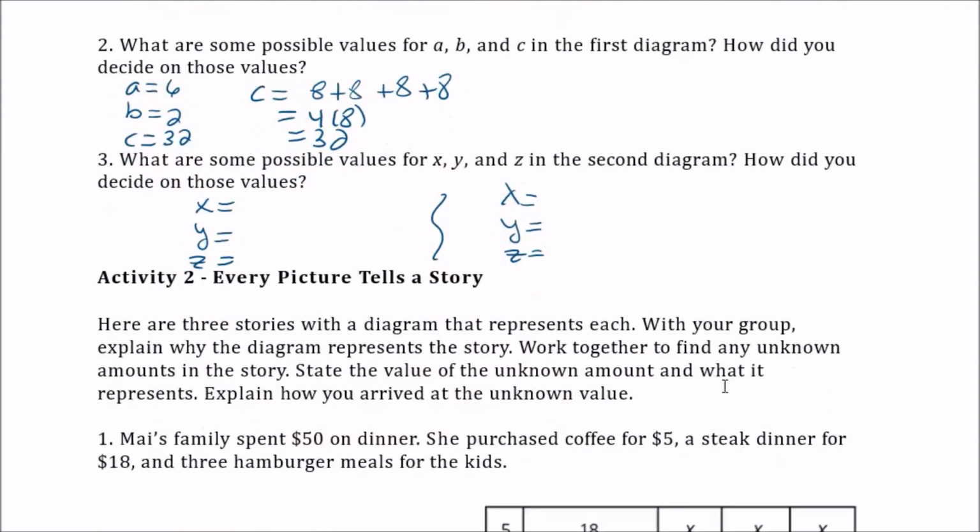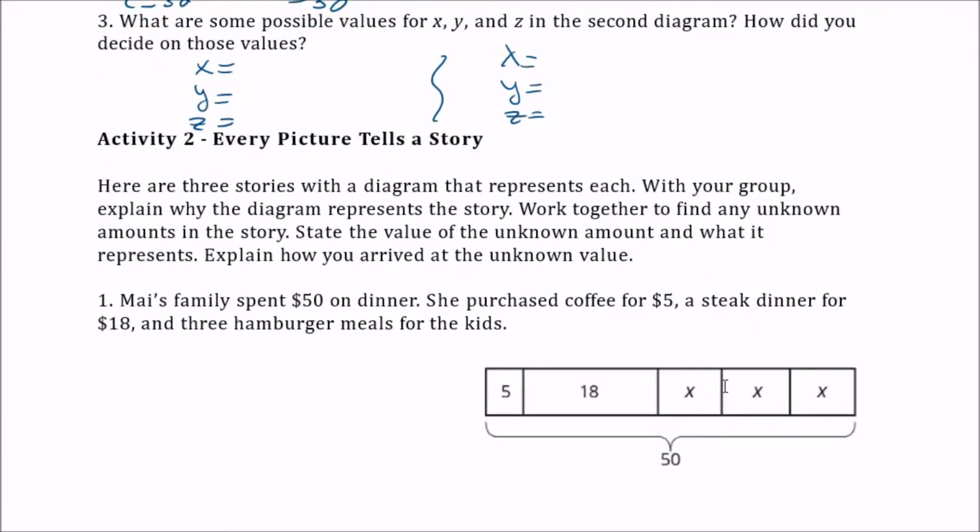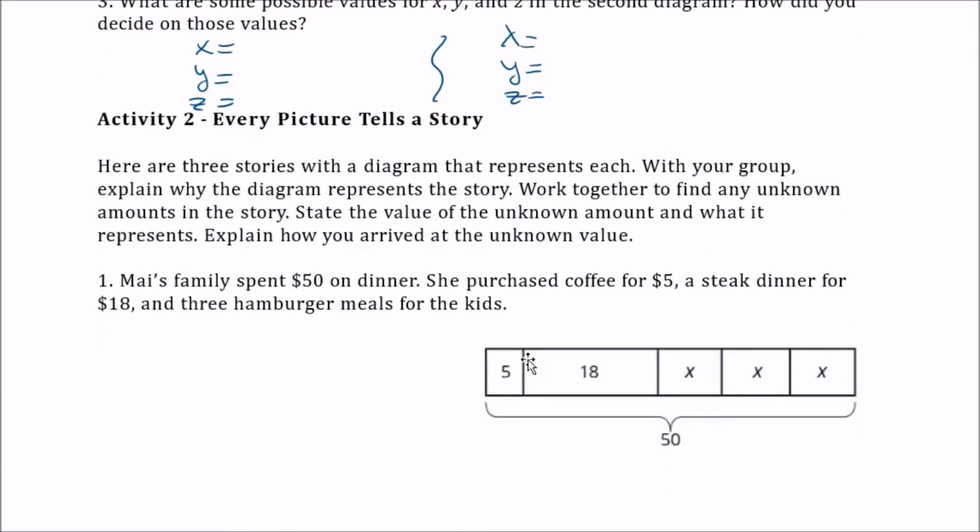All right, let's look at activity 2 now. We have another tape diagram, but we have a story that goes with it. In this activity, we're going to be looking at 3 stories, and there is a diagram that represents each story. Now, you don't have a group, but we're going to look at this together. We want to explain why the diagram represents the story. And then we're going to work together to find any unknown values in the story, in other words, the value of the variables. State the value of the unknown amount and what it represents, and explain how you arrived at the unknown value.